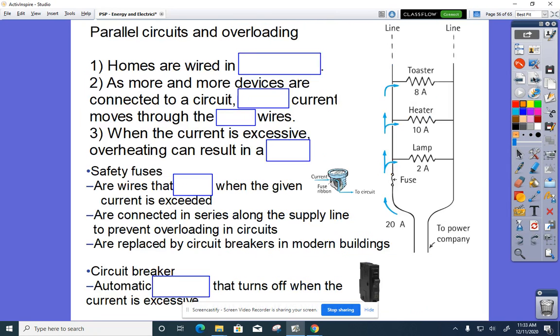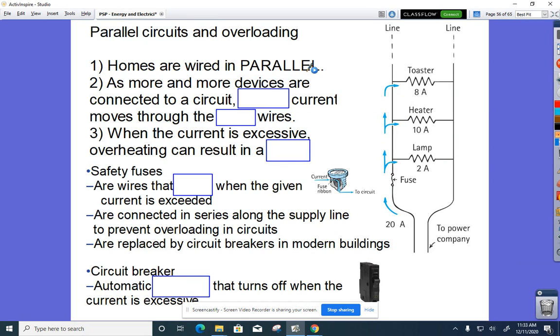Okay, let's go ahead and now take a look at parallel circuits and overloading. So your homes are wired in parallel, and so you might already know this. If you burn out a light bulb in your kitchen, that doesn't make every other light bulb in your kitchen or in your bathroom turn off, and that's because you have multiple pathways for that current to flow. As more and more devices are connected to a circuit, there's more current that's moving through the line wires. So the line wires are these things here. These are the individual circuits that feed the various rooms in your home.